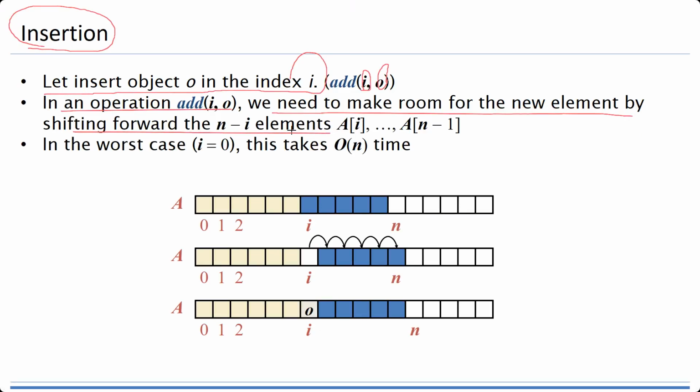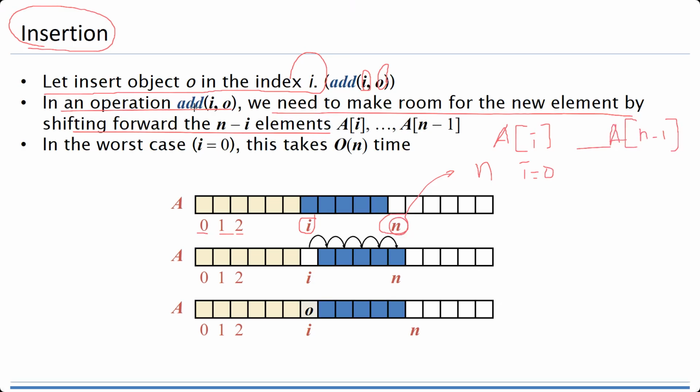So what does it mean? I have the indices 0, 1, 2, and let's suppose this is the index I, and n is the number of data that we have. It means I will have the data from A[I], and if I equals 0, then it will be from A[0] until A[n-1]. Okay, n is the number of data that we have.